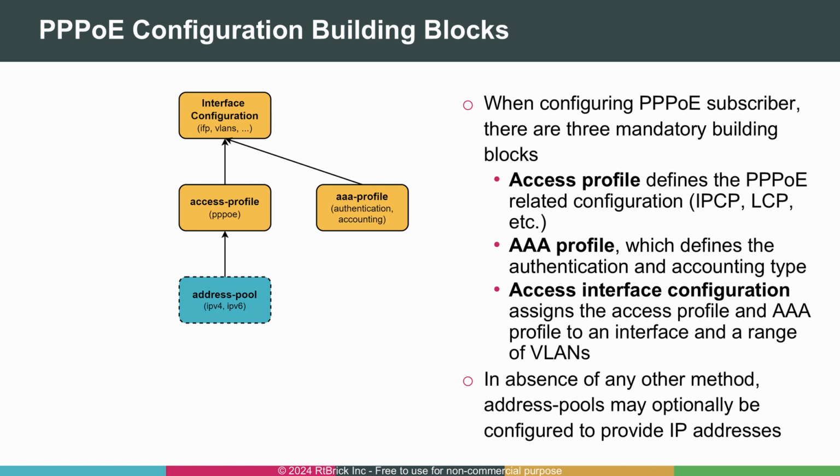The interface configuration defines the physical interface name along with VLAN ranges, as well as the access type, which in our case is PPPoE. In addition, the mandatory access profile and the AAA profile are associated with the access interface. Although IP address pool configuration is not mandatory, in absence of other IP address assignment methods, it is a common configuration step. The address pool is linked to the access profile.